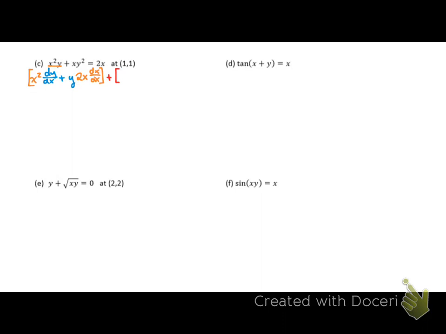and then we have to do the product rule again with xy squared. So we have the first times the derivative of the second, which is 2y dy/dx, plus the second, which was y squared, times the derivative of x, which is dx/dx. And all of that is equal to the derivative of 2x, which is 2 dx/dx.